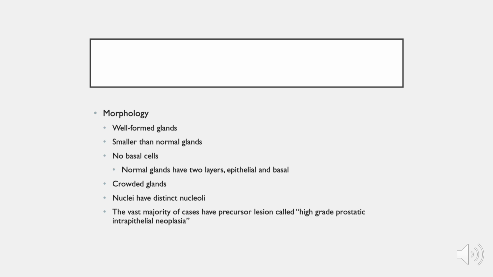The vast majority of cases follow a precursor lesion. This precursor lesion is named high-grade prostatic intraepithelial neoplasia, meaning there are malignant cells, but they are confined to the gland and have not breached the basal lamina yet.